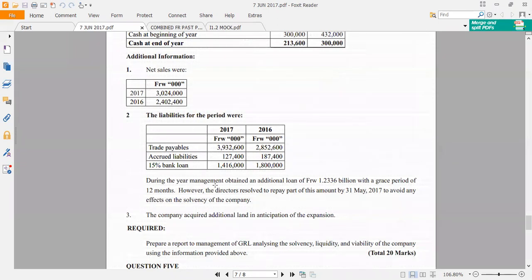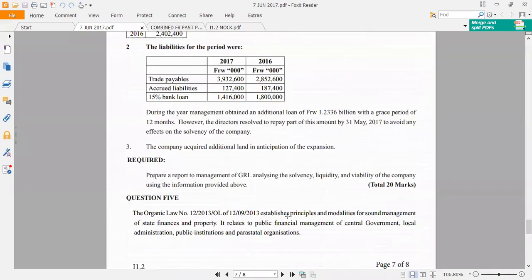Next, you are being told that during the year, the management obtained an additional loan of 1.2336 billion with a grace period of 12 months to repay. However, the directors resolved to repay part of this amount by 31st May 2017 to avoid any effects on the solvency of the company. The company also acquired additional land in anticipation of its expansion. So let's carefully read the question.